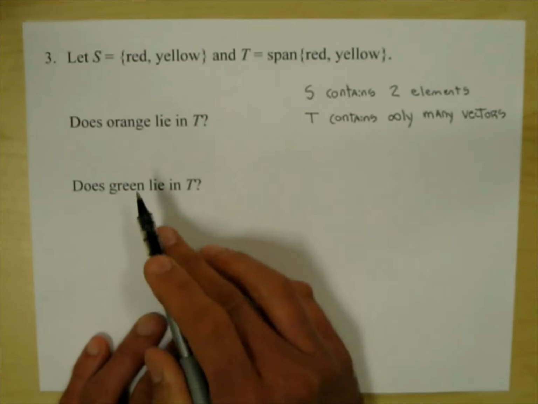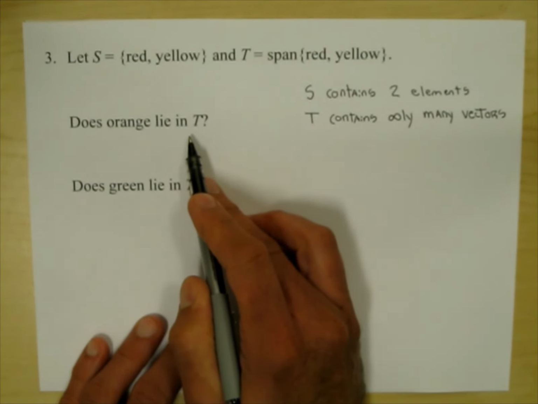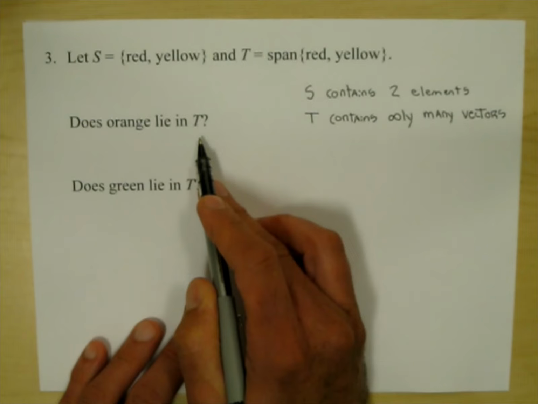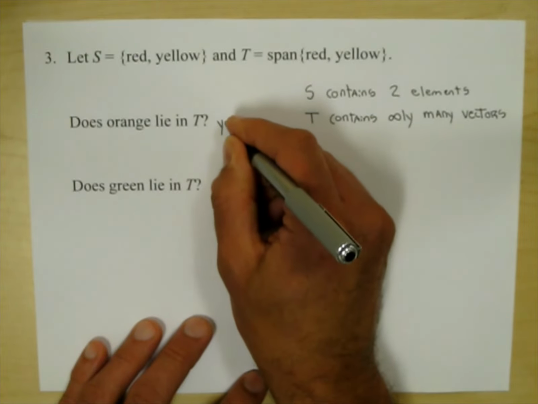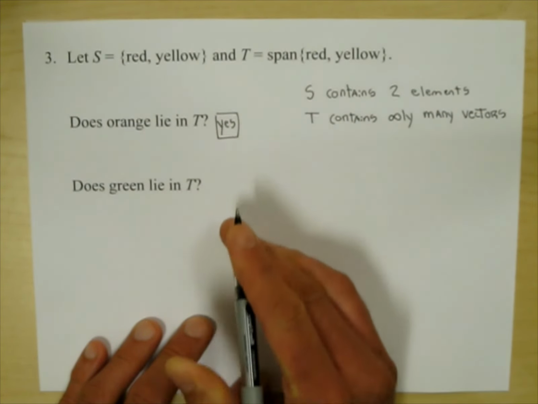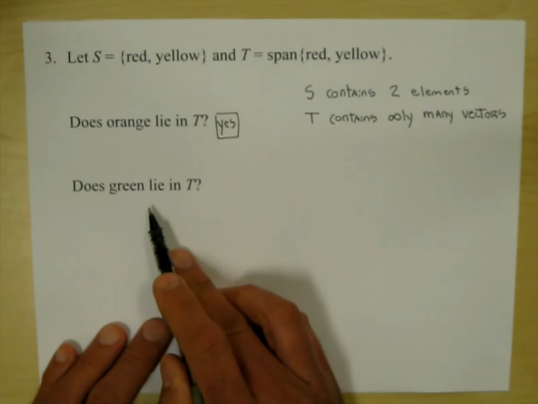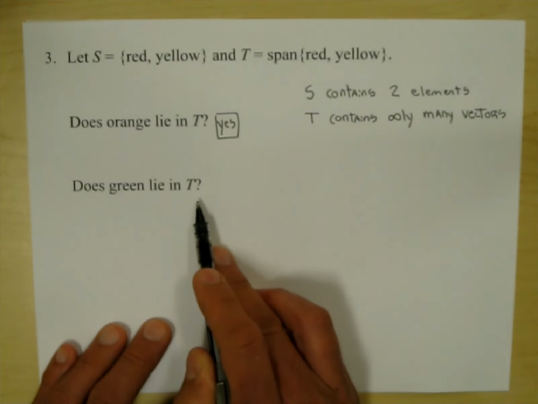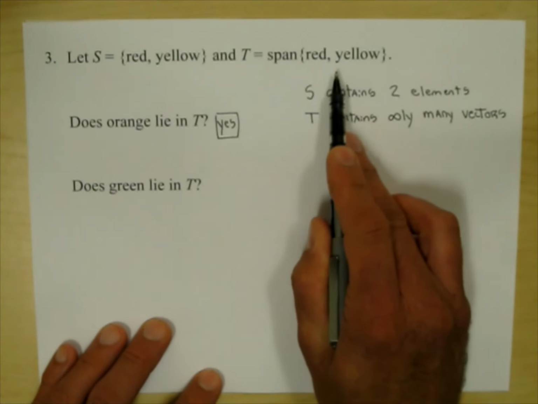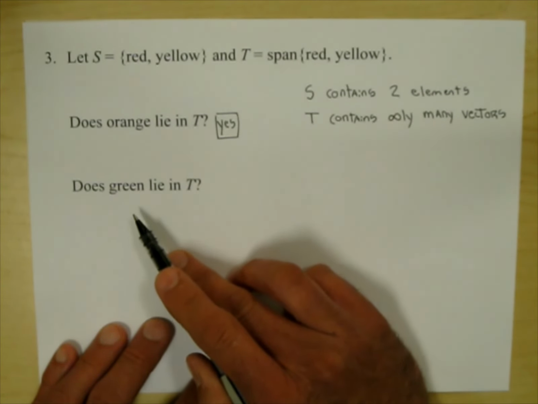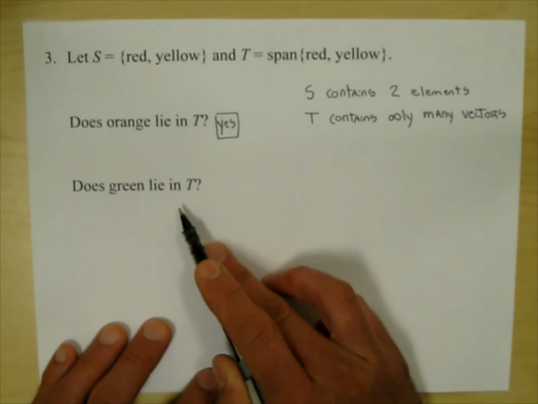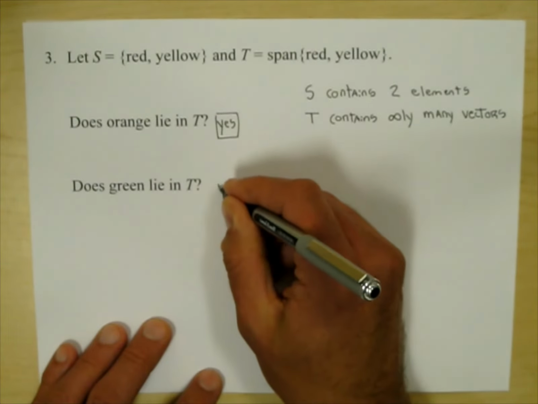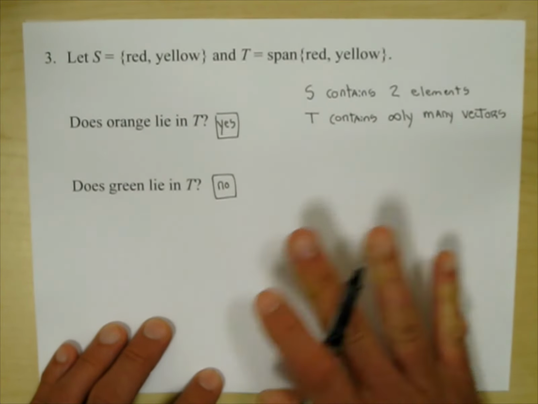So let's ask these questions here. Does orange lie in T, which is the span? Can you mix red and yellow together and get orange? And the answer is yes. Does green lie in the span T? So can you mix red and yellow together and somehow get green? And the answer is no, because we are missing something in here. Aren't we missing the color blue? So you cannot get all colors just using red and yellow.